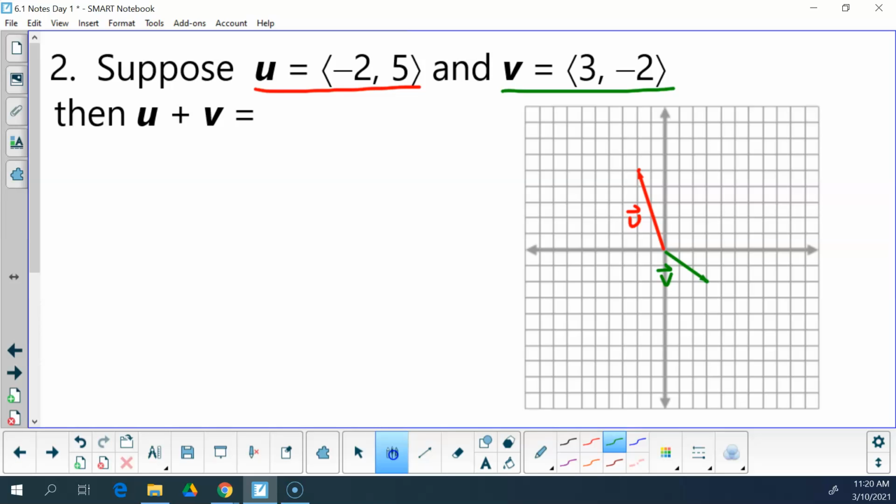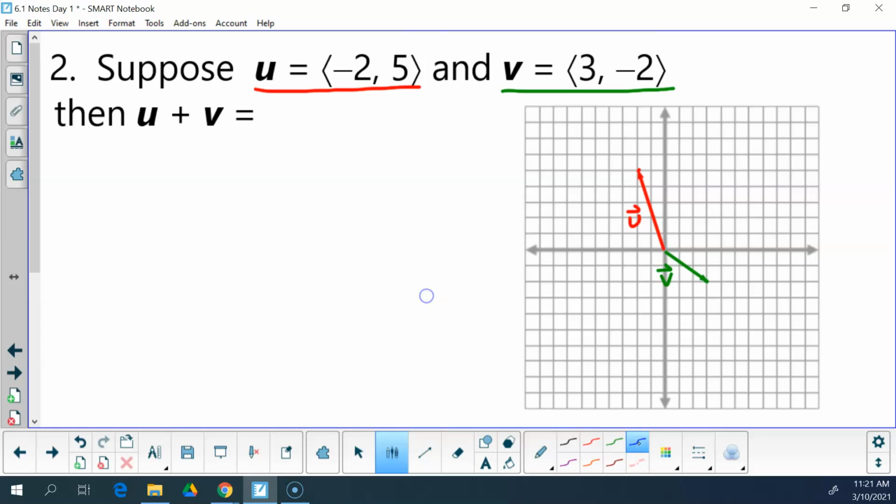I have no idea why the vector hierarchy has chosen U and V to be the names of their most common vectors. To me, that doesn't seem very smart because they look so much similar, U and V. But that's what they do. Okay?